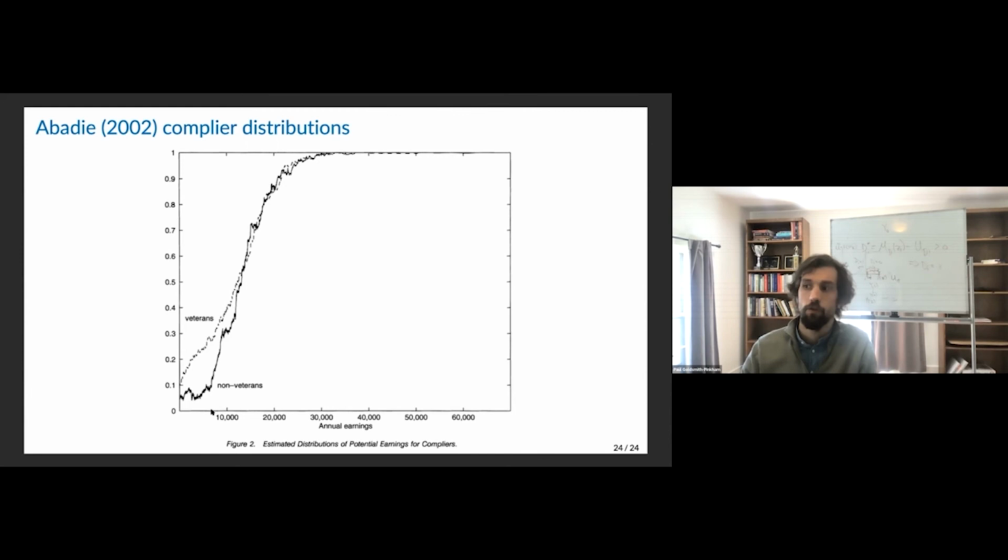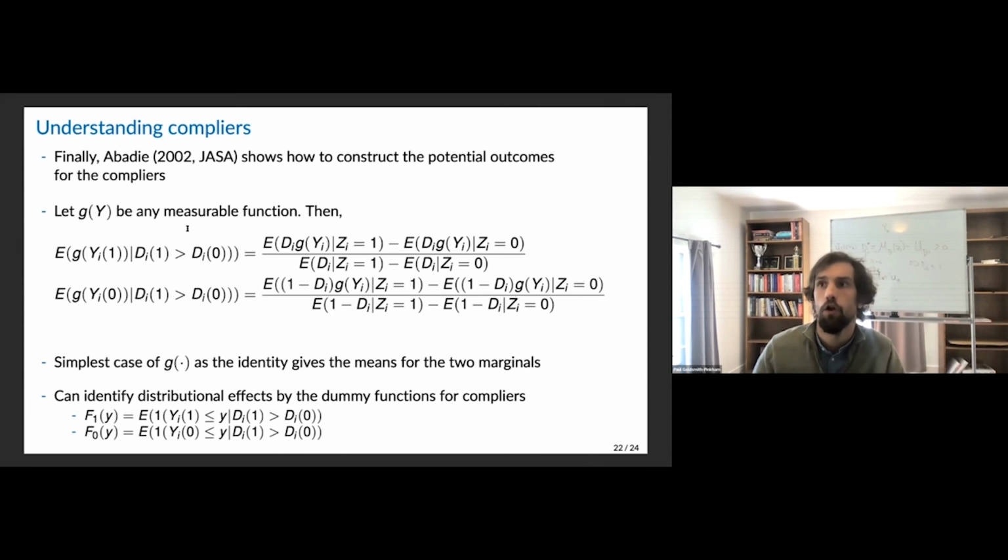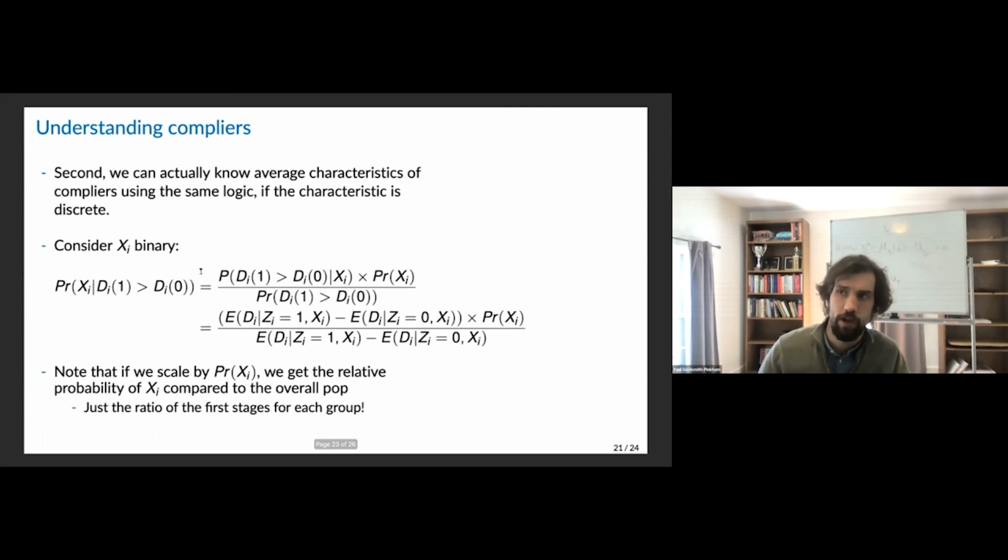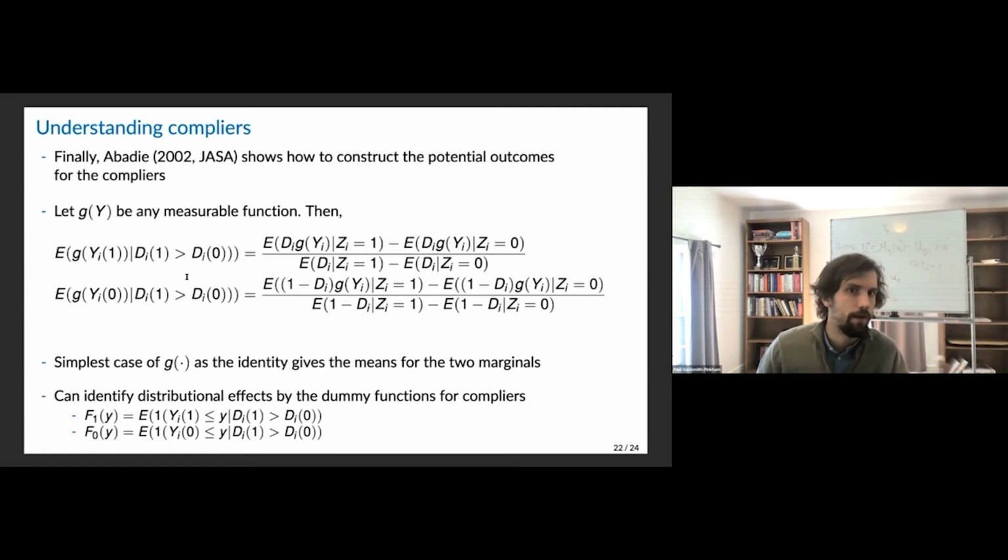So this is the kind of thing where you can learn a lot about the compliers. Now, we can't do this for anyone other than the compliers, but we can know a lot of average characteristics about the compliers. We can know how many of them there are, and we can know a lot about their underlying marginal distributions.